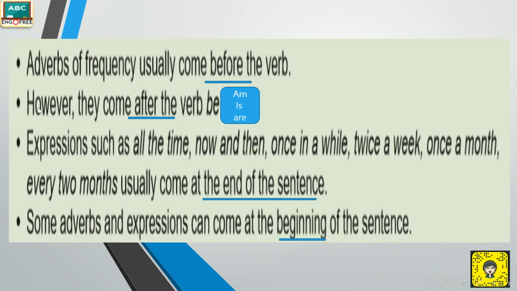Okay, let's go to know the places where can we put these adverbs of frequency. طبعا احنا قلنا دائما نحطها في الجملة فين؟ Adverbs of frequency usually before the verb، دائما قلنا قبل الفعل. أو if we have the verb be like am is are، تكون بعدها adverbs of frequency. Expressions of frequency such as all the time, now and then, once in a while, twice a week, once a month, every 2 months, we usually put it at the end of the sentence or at the beginning of the sentence.